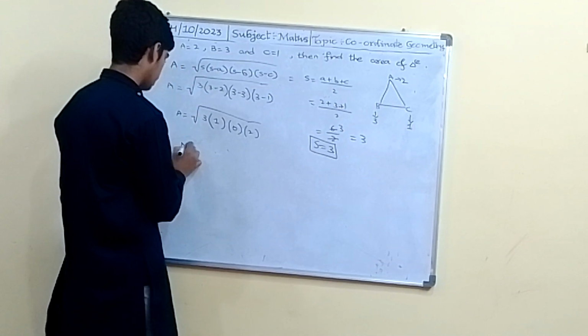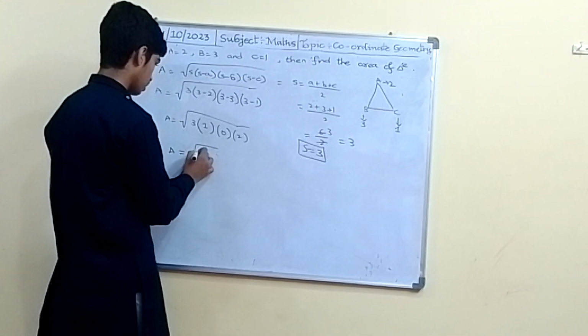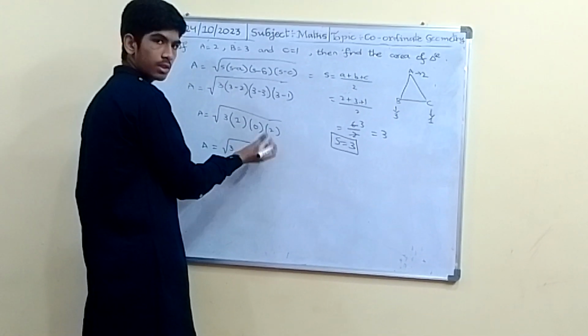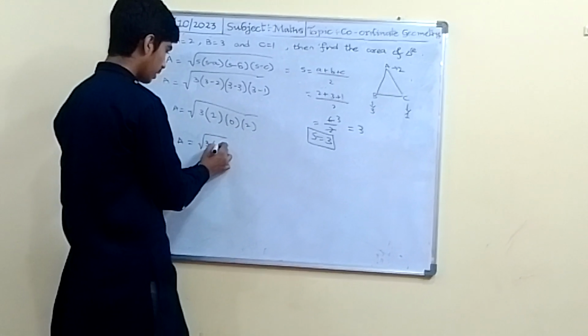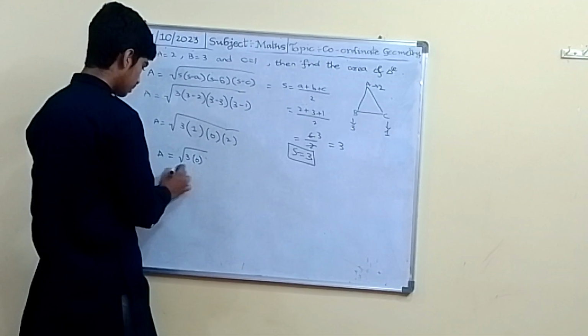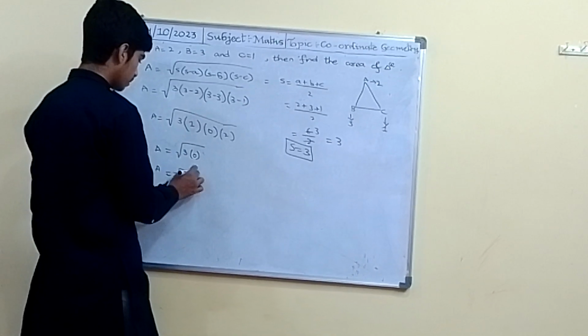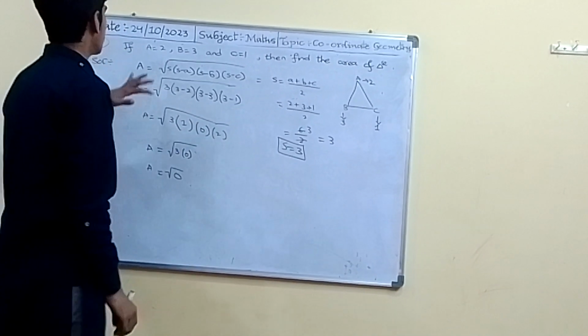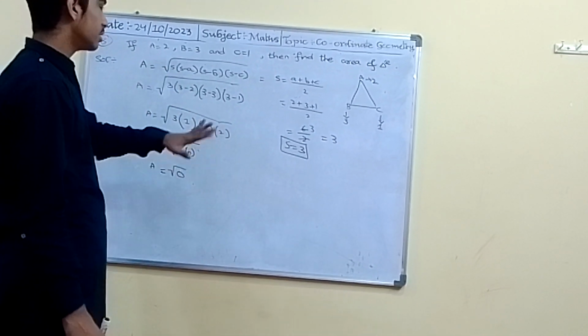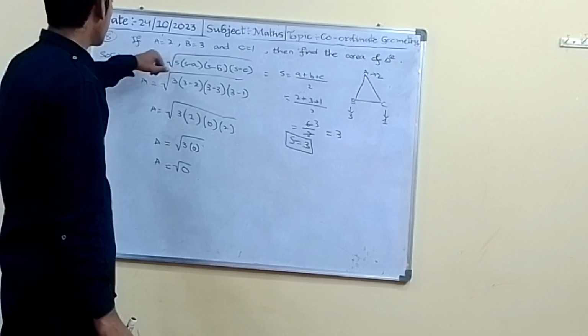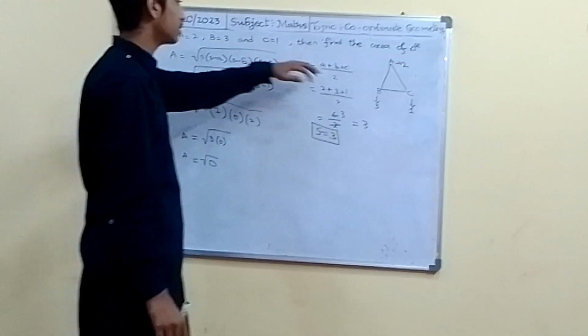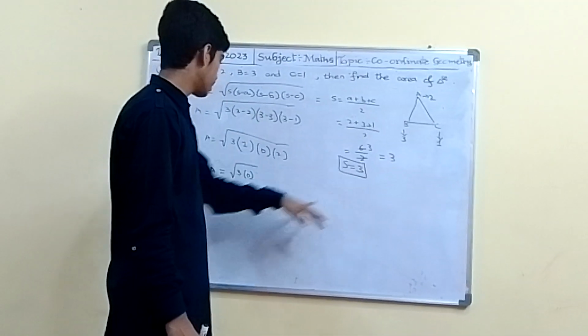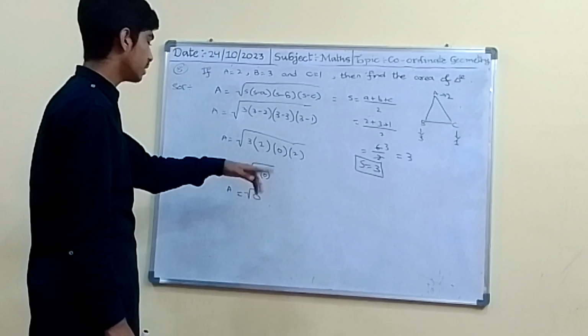A is equal to under root 3 into, what is 1 into 0? 0. 0 into 2 is 0. 3 into 0. What is 3 into 0? Root 0. So the area of the triangle is root 0, because A, B, C are given as 2, 3 and 1. These are the sides of the triangle and S is equal to 3. So the area of the triangle is root 0.